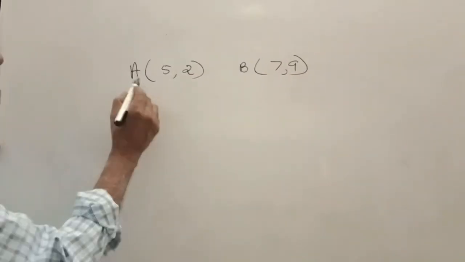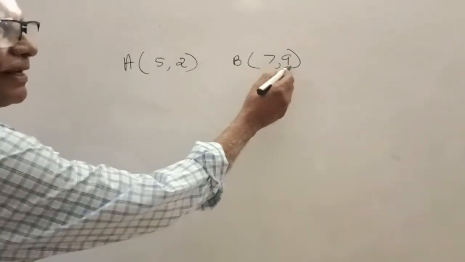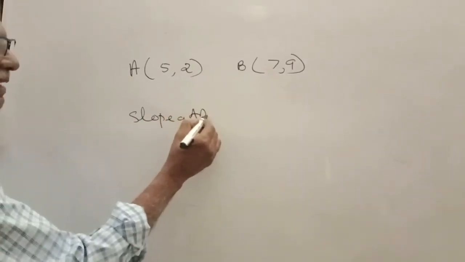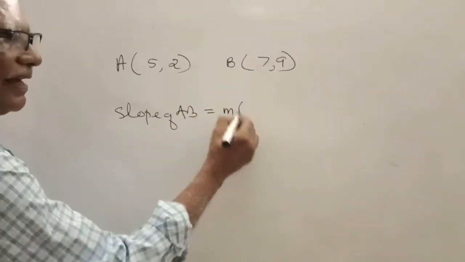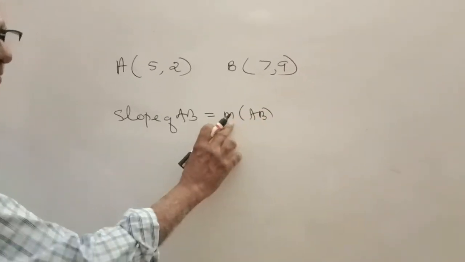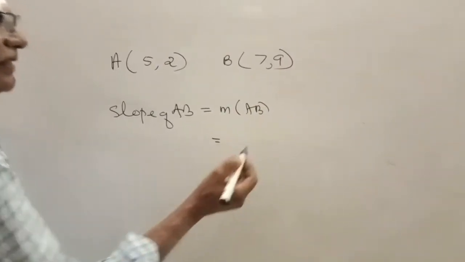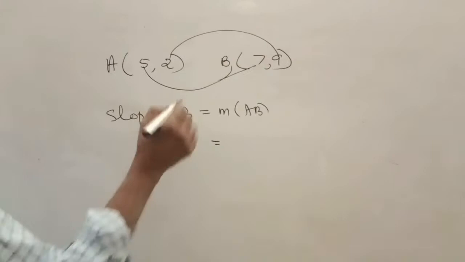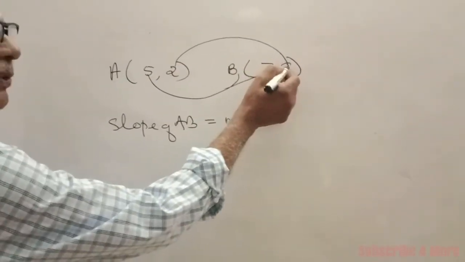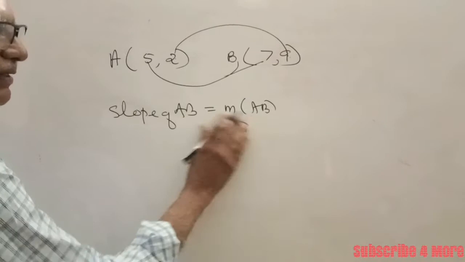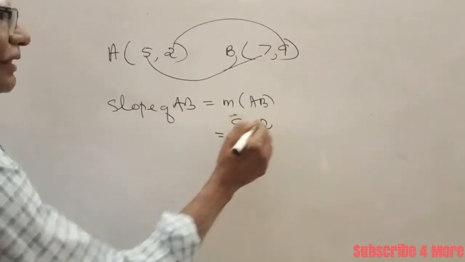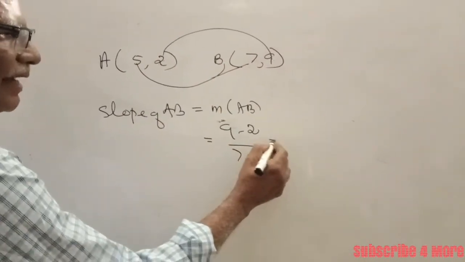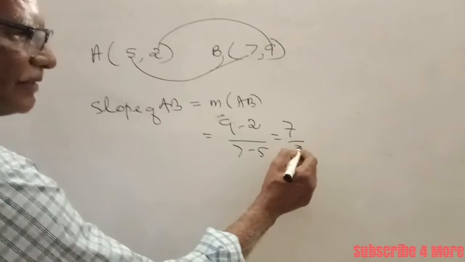We consider A (5, 2), B (7, 9). We go for the slope of AB and we write it as m_AB. m stands for slope. It is height by base. 2 to 9, so 9 minus 2 is 7. This 7 is 9 minus 2 by base 7 minus 5. 9 minus 2 is 7. 7 minus 5 is 2.